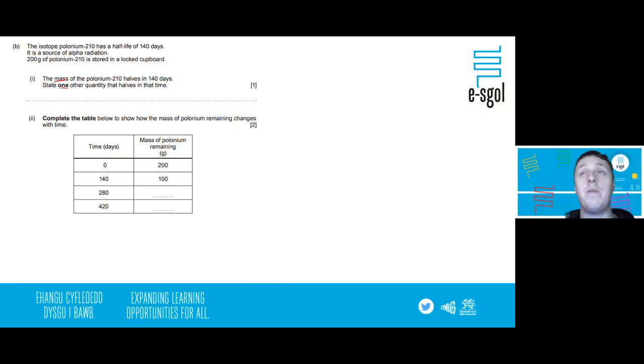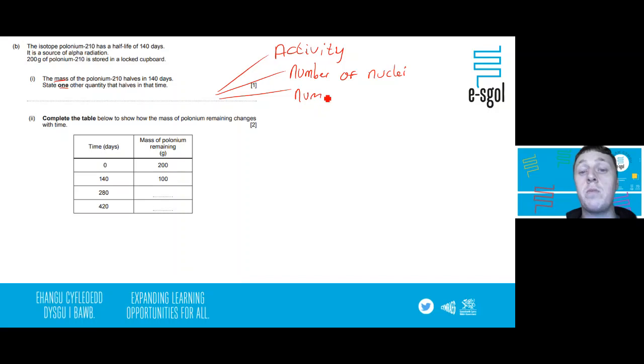So hopefully from your lessons you may have learnt there are multiple answers that can go here, such as the activity. So the rate of that radiation that's been emitted, the activity of it may also halve in that amount of time. Or the number of nuclei is another way of saying it, or a similar way would be to say the number of polonium-210 atoms. However, make sure you place one correct answer on the line.